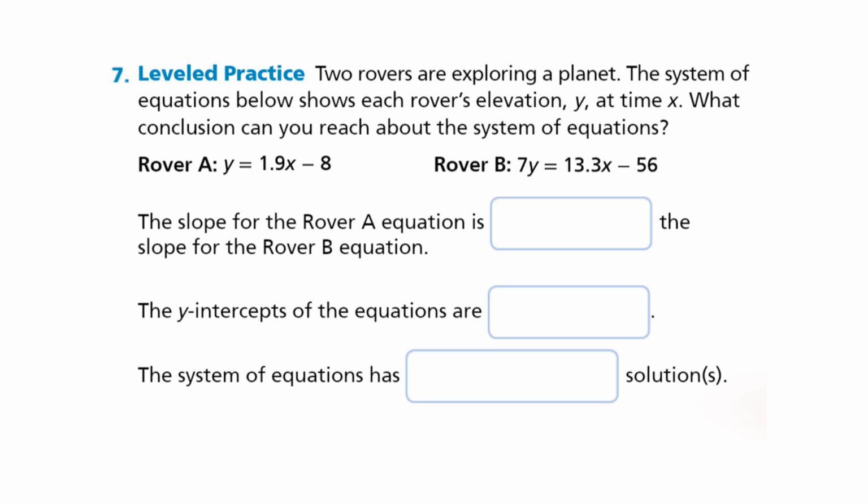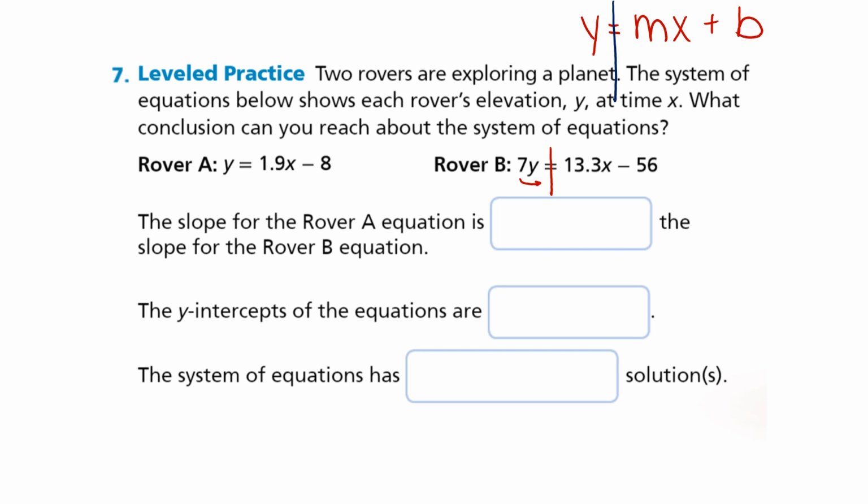So rover A, y equals 1.9x minus 8, is in slope-intercept form. The y equals is over on the left-hand side, the mx is on the right-hand side, and the plus b is at the back. However, rover B's equation is not correct. The 7y on the left-hand side needs to be moved. The 13.3x is good in the middle, and the minus 56 is fine at the back, but we want that y value to be by itself.